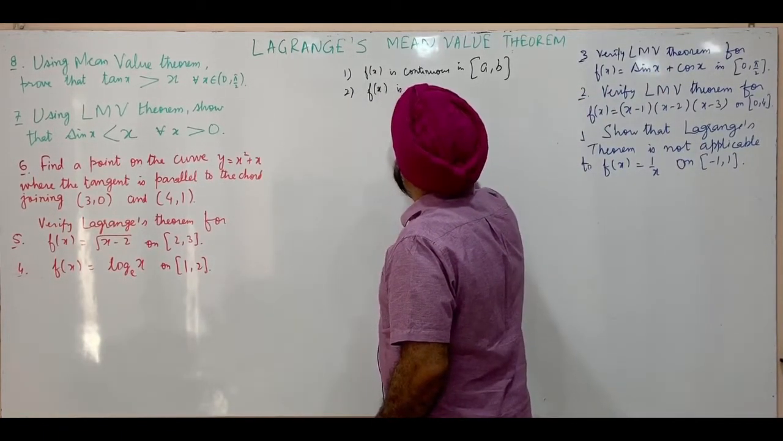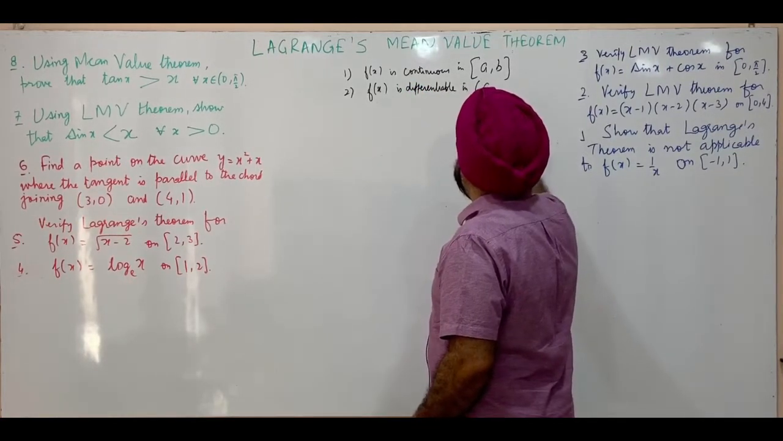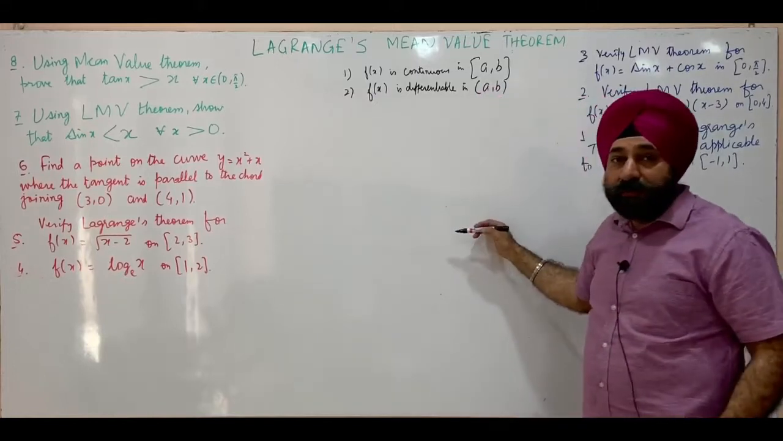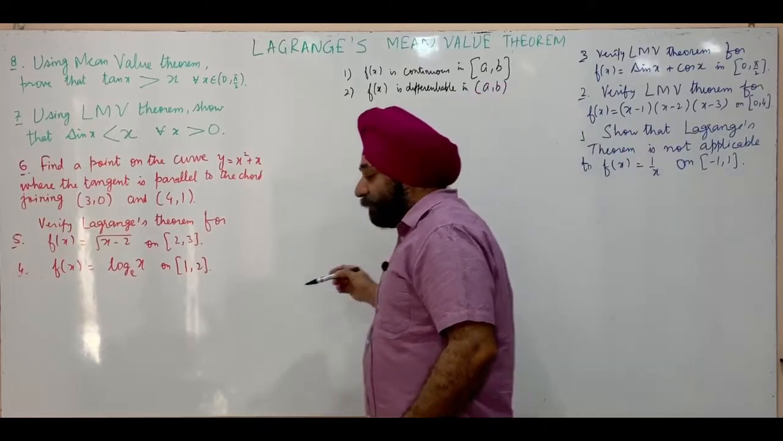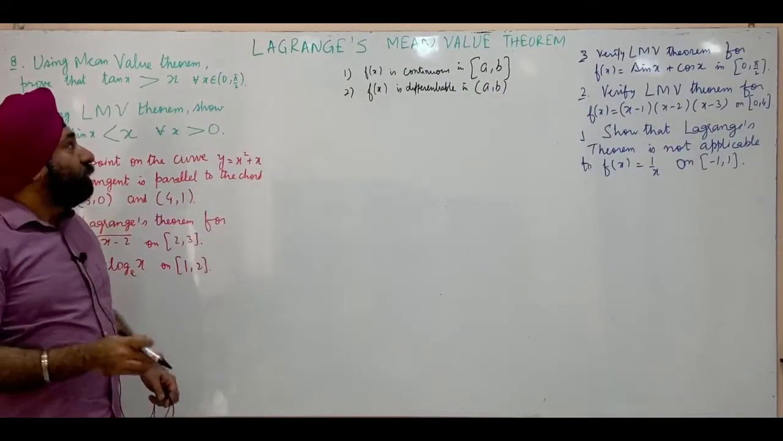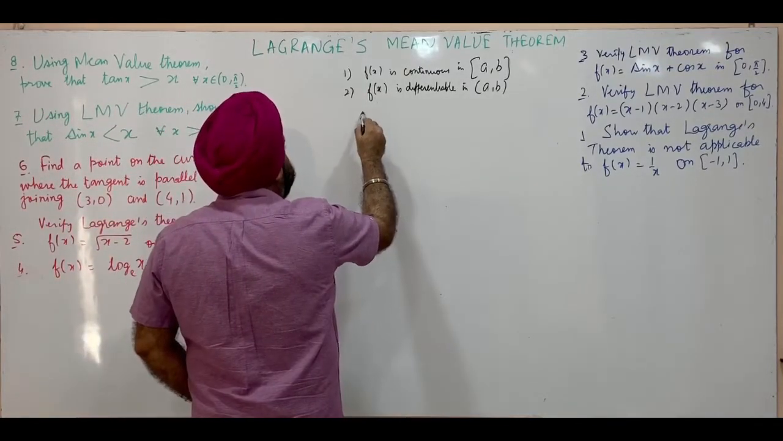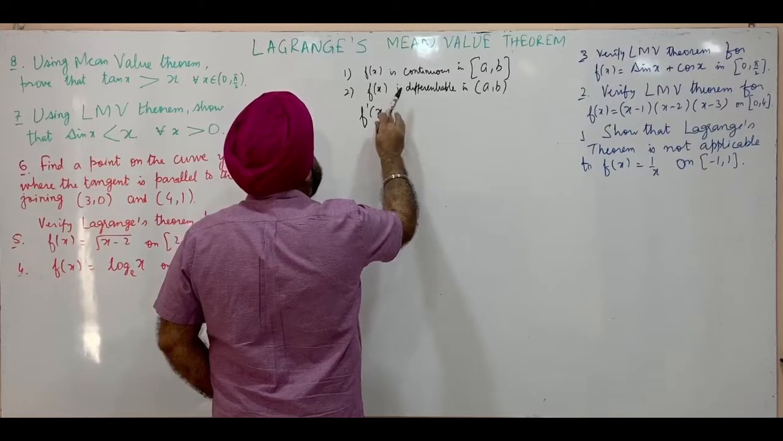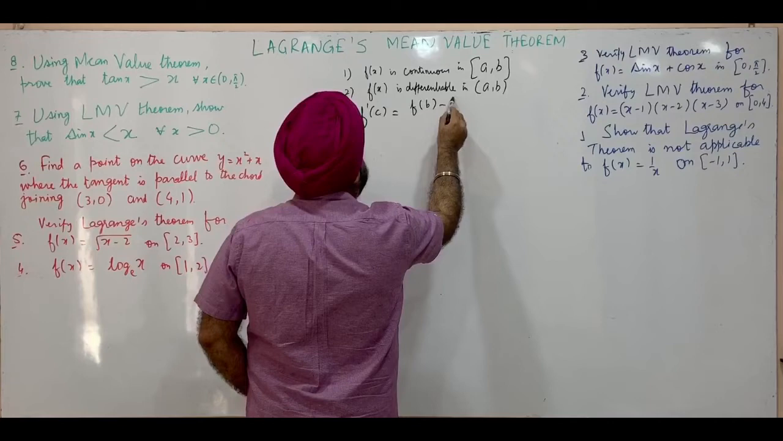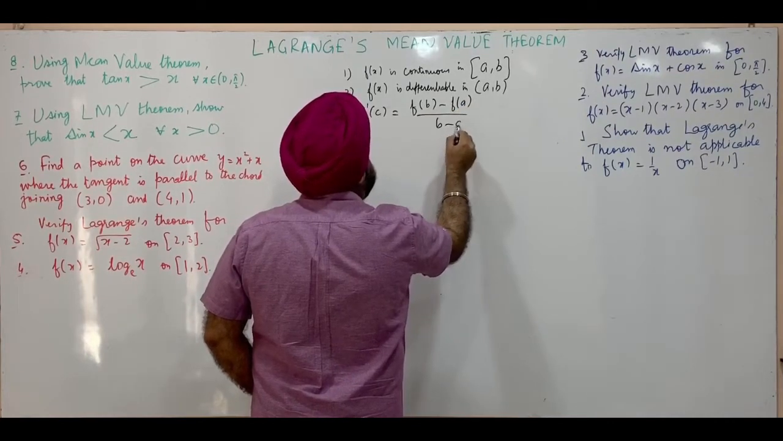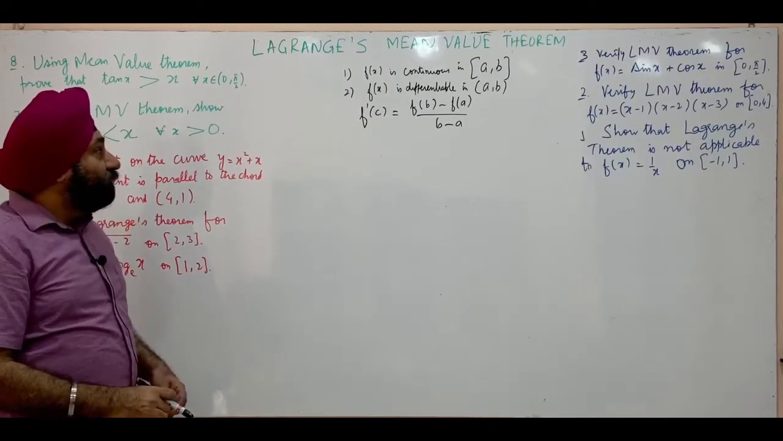Second, f of x is differentiable in open interval a to b. This is also the same condition. These are the only two conditions for Lagrange's theorem. So if a function satisfies these conditions, then Lagrange's mean value theorem is applicable to the function, and according to which f dash of c is equal to f of b minus f of a upon b minus a. This is the result of Lagrange's theorem. This will get you the value of c.